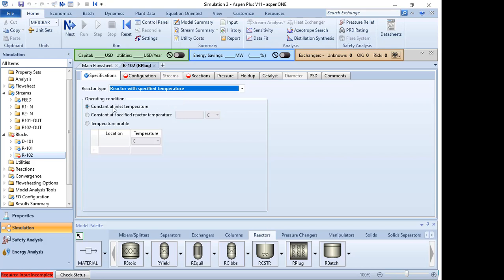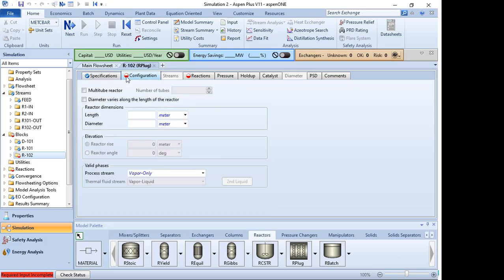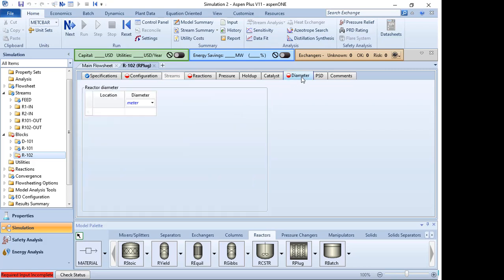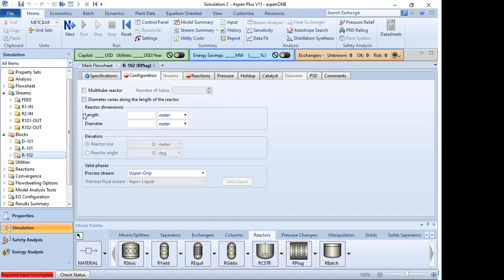Reactor with the specified temperature, constant at the specified reactor temperature of 60 degrees C. For the configuration, you can also specify if the reactor has multiple tubes inside. If there are many tubes, you can click here and type how many tubes are inside the reactor. If not, just remove the tick here. If the diameter varies along the length of the reactor, you can specify the diameter as a function of the length here. If not, you can remove this one.